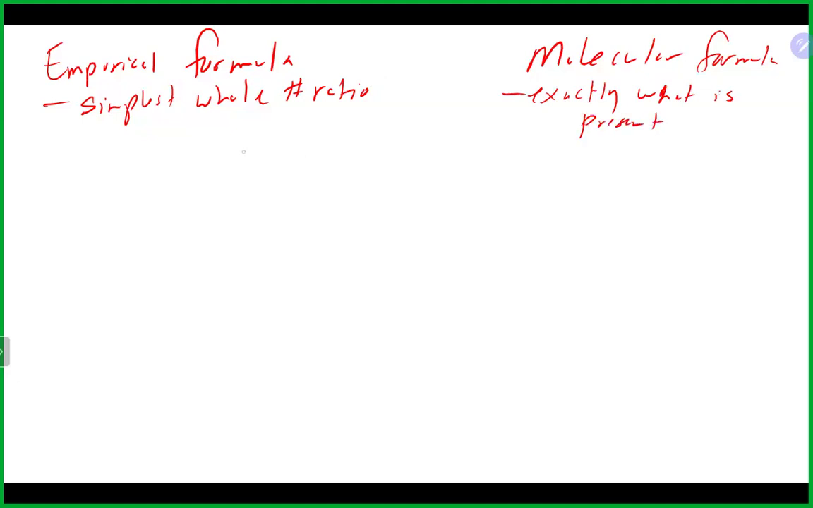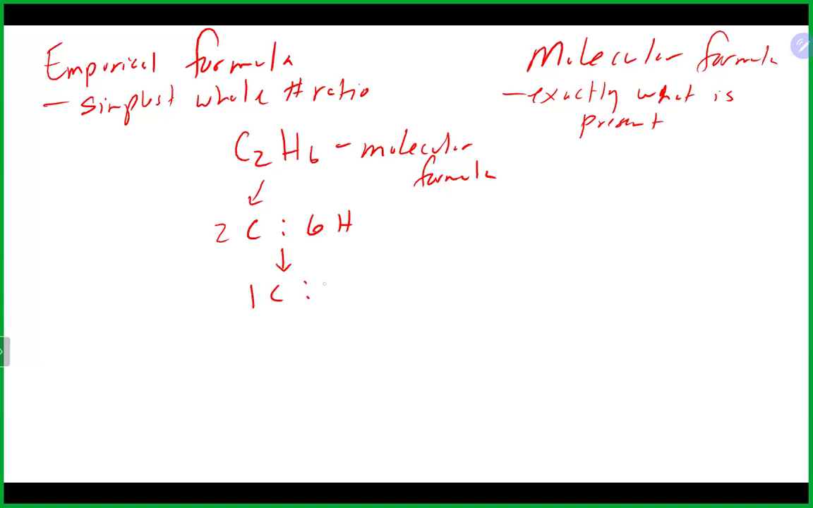So for example, if I had C2H6 as my molecular formula, that is a relationship of 2 carbons for every 6 hydrogens. That is the same relationship if we reduce it down to 1 carbon for every 3 hydrogens. And that would mean that CH3 would be my empirical formula.